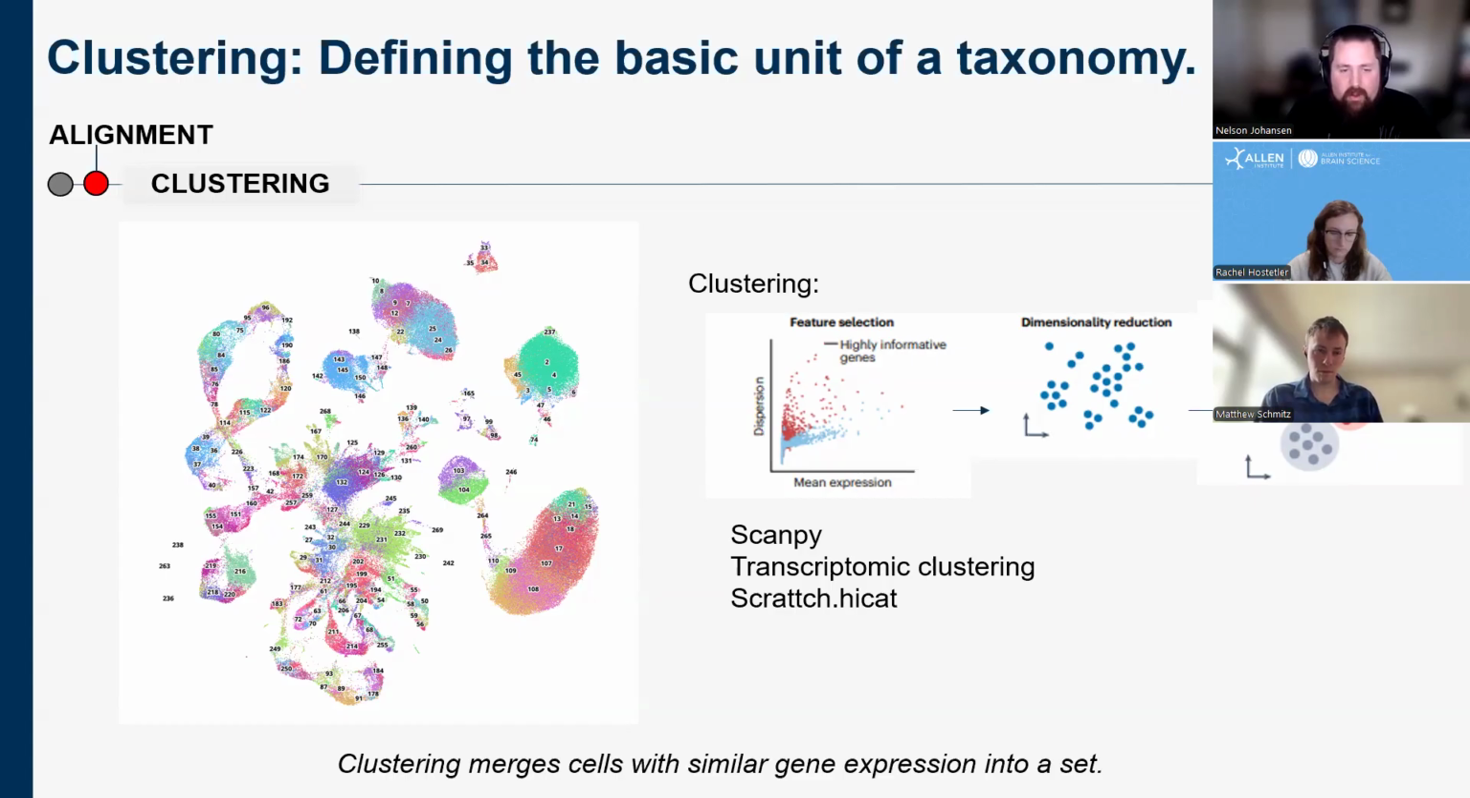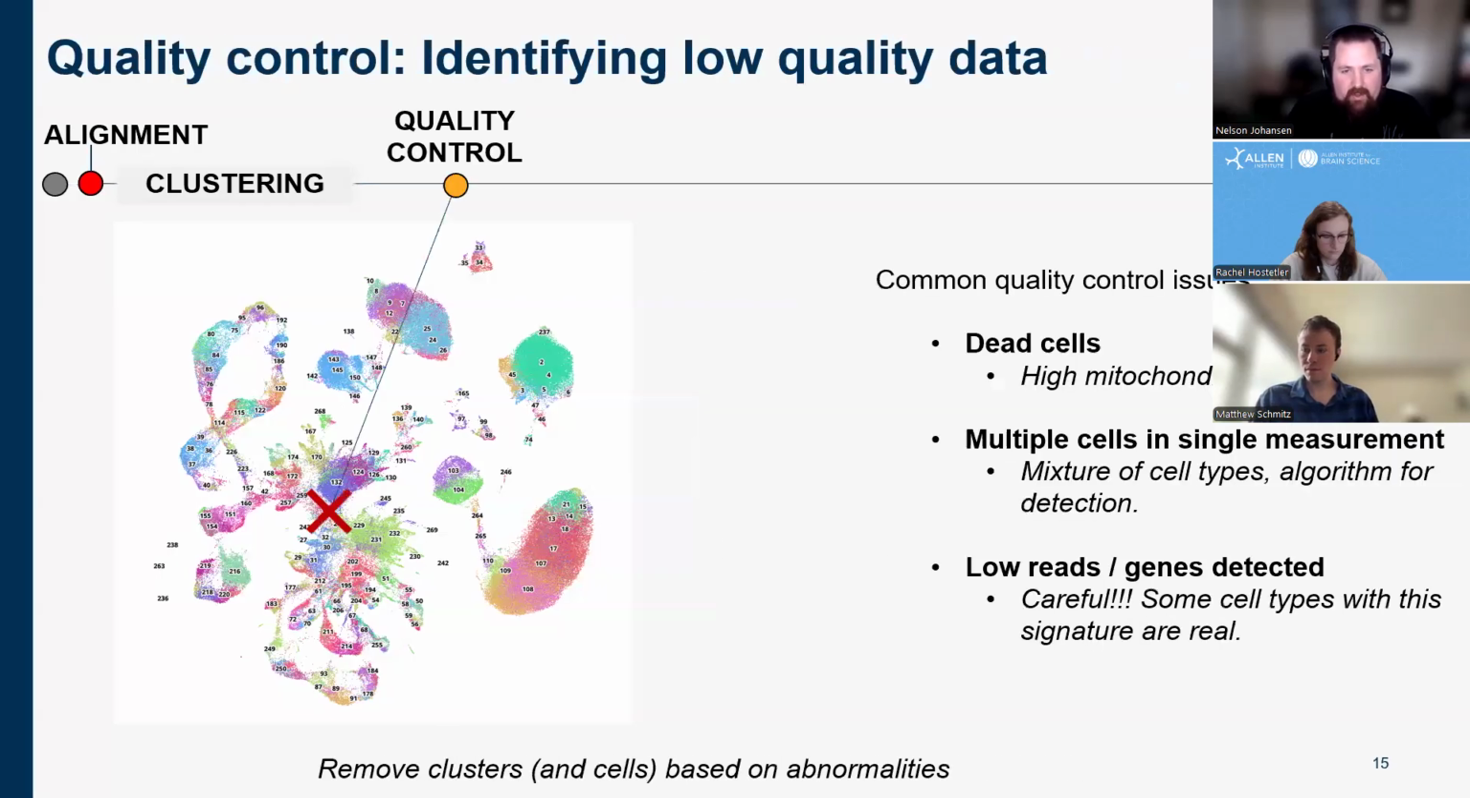This is called Scratch HiCat, or the transcriptomic clustering pipeline in Python. So it's a pretty robust method that tries to find the minimal set of clusters that have identifiable features, differentially expressed genes. So once we have clusters, then the goal is, well, let's figure out how to put them into cell types. And there's many ways to go, but first you need to make sure that your clusters are all good clusters, clusters of good cells to go forward with.